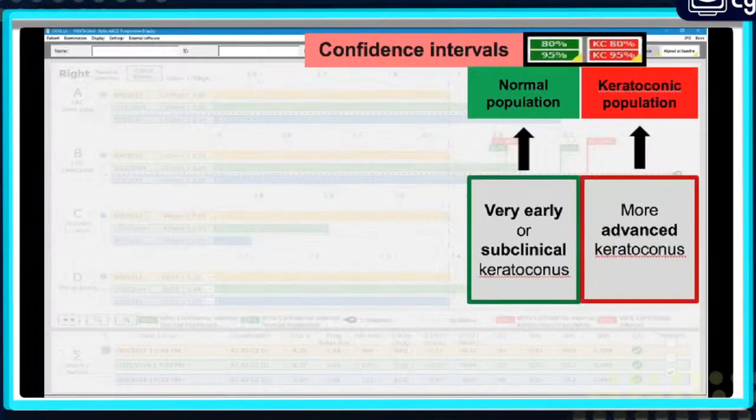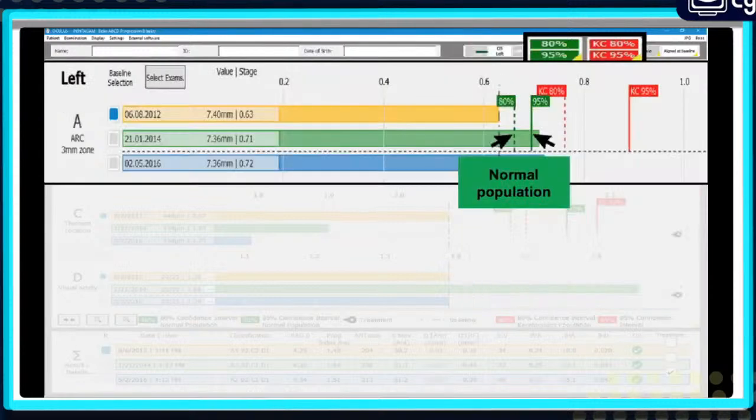On the other hand, those patients with more advanced keratoconus, like stages 2, 3, and 4, will more likely resemble values of the keratoconus population as compared to your normals. So the normal population confidence intervals will appear as green flags, as you can see pointed by the black arrows. So the 80% is presented as a dashed line, while the 95% is presented as a solid line.